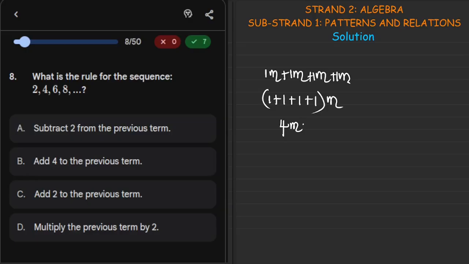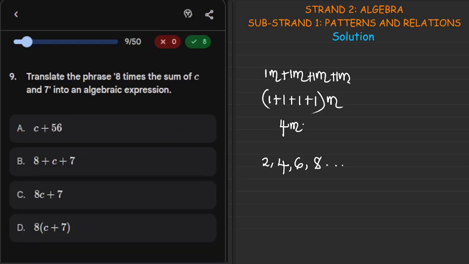Question number 8. It says, what is the rule for this sequence? What is happening? We have 2, 4, 6, and then 8. Now, if you would want to continue, you realize that we just keep adding 2 to the previous term. 2 was added to 2 to give us 4. 2 was added to 4 to give us 6, and then in that order, you see. So we just keep adding 2 to the previous term. And that is our C over here. Add 2 to the previous term.